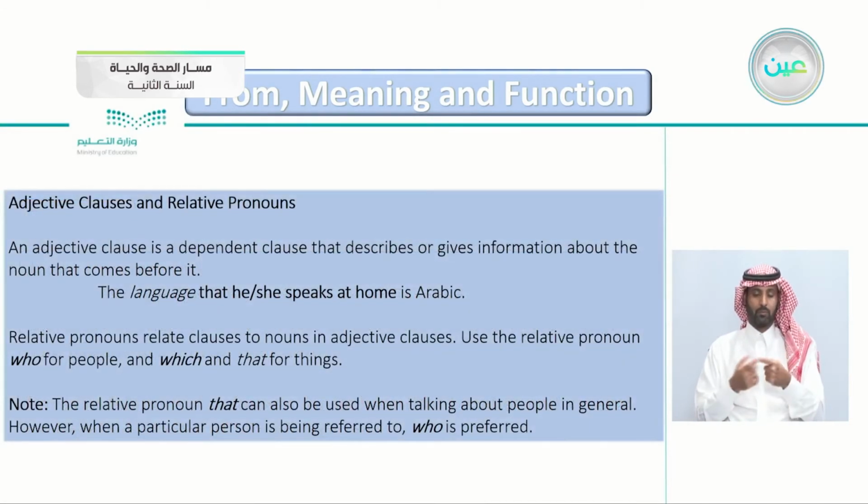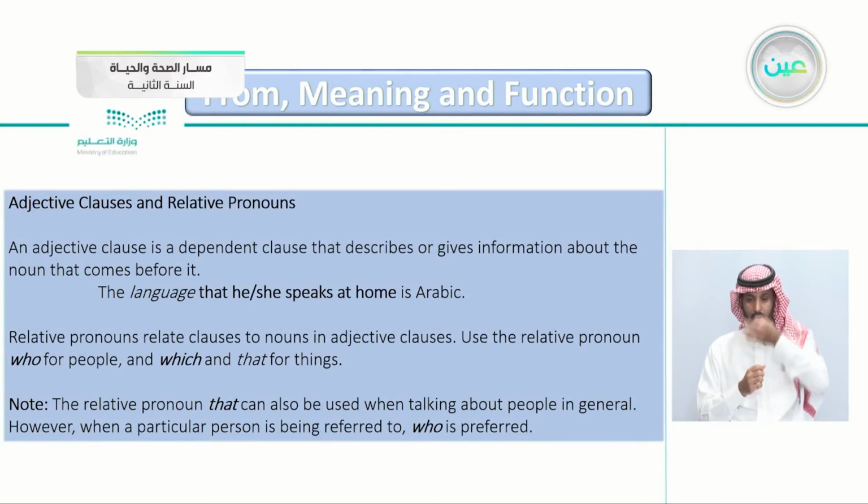Continuing with the form, meaning, and function here: adjective clauses and relative pronouns. An adjective clause is a dependent clause that describes or gives information about the noun that comes before it. Again, an adjective clause is a dependent clause. Dependent means it can't stand by itself. It describes or gives information about the noun that comes before the dependent clause.